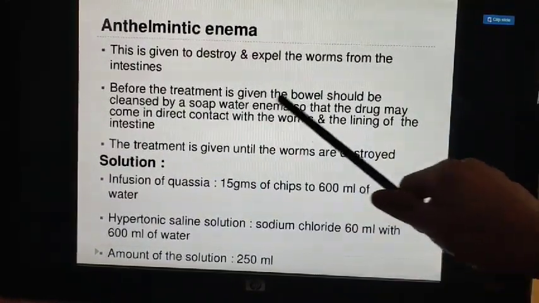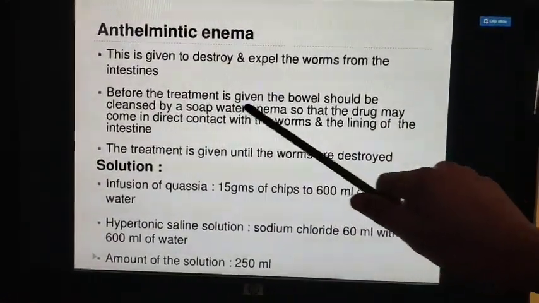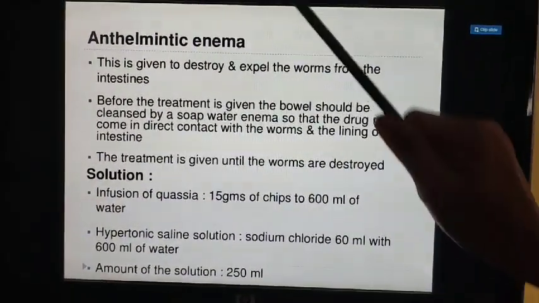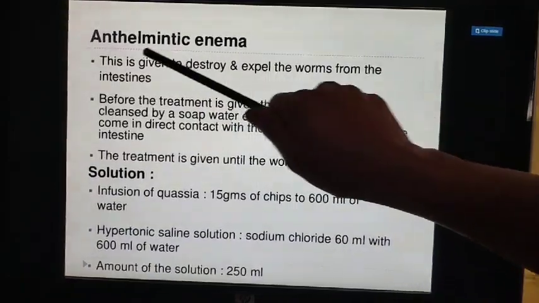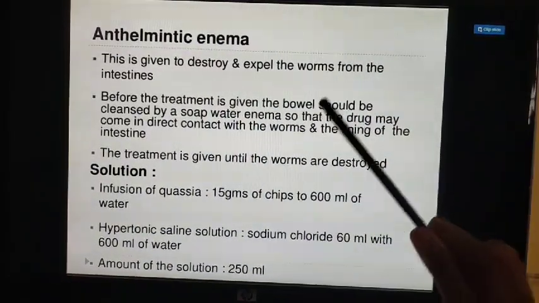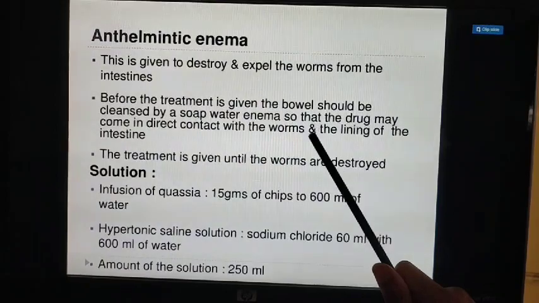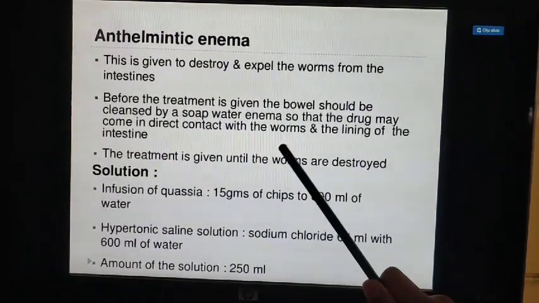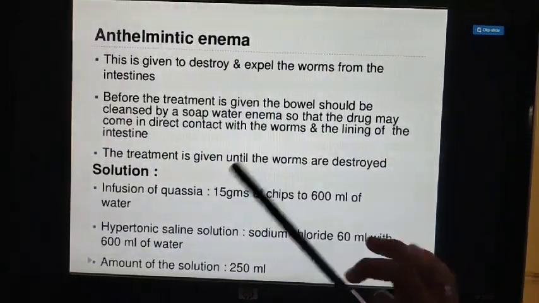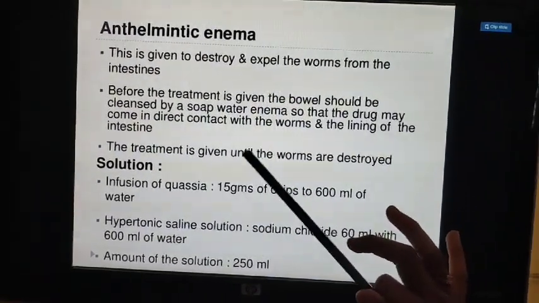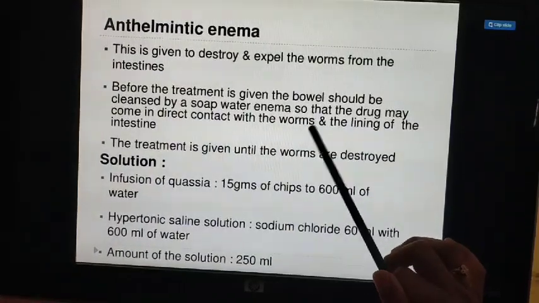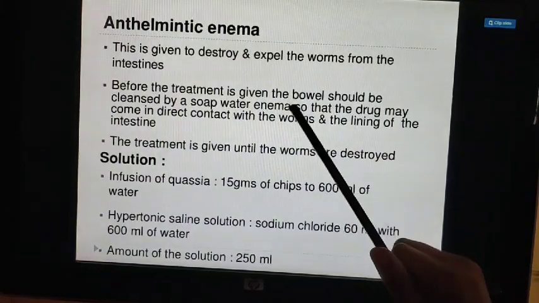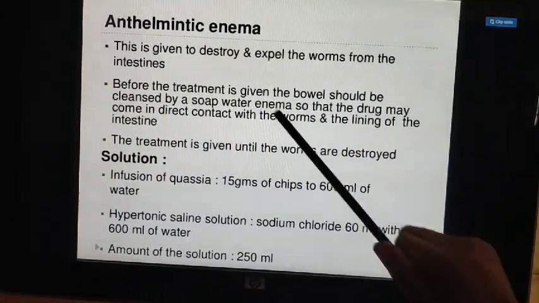Before the treatment is given, the bowel should be cleansed by a soap water enema. First we have to give the simple evacuant enema, and after that we give the anthelmintic enema. Otherwise, if you introduce the anthelmintic enema directly, the action is less. But once the intestine is cleared with a simple evacuant enema and then you introduce the anthelmintic enema, it comes in direct contact with the worms, so it is easy to destroy them.